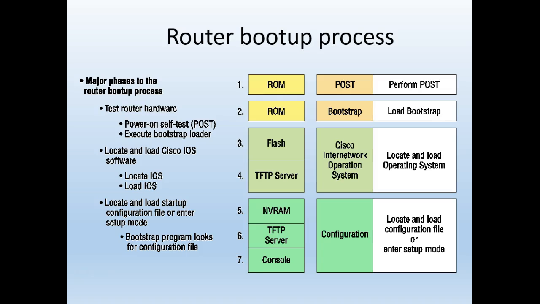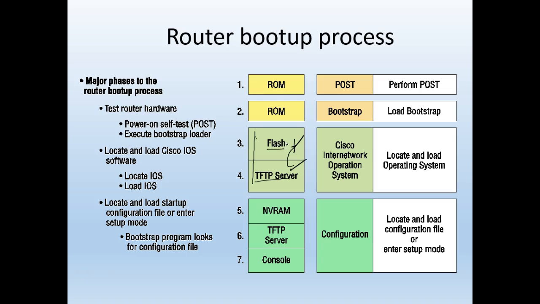Once that happens, the bootstrap program that's stored in ROM is loaded. What the bootstrap basically does is load the operating system. So the bootstrap looks for the IOS, and it locates and loads it. The IOS can be in Flash or on a TFTP server. We have the two locations here that it can be in. And when we look at the config register, it'll tell the system where to look. The actual default, I believe, is that first it tries a TFTP server, and then if it doesn't find that, it goes to Flash. Now that's not right.